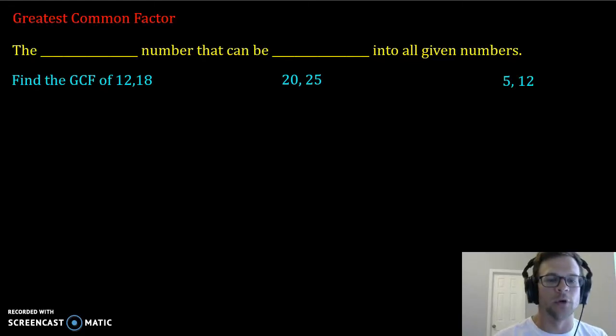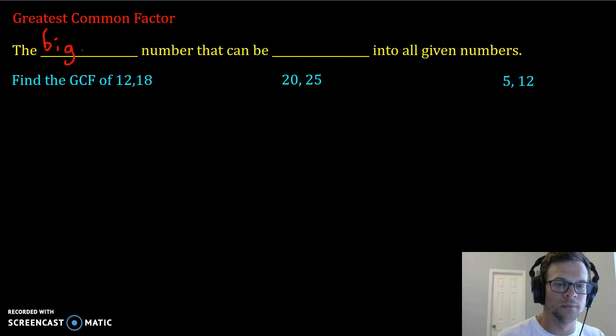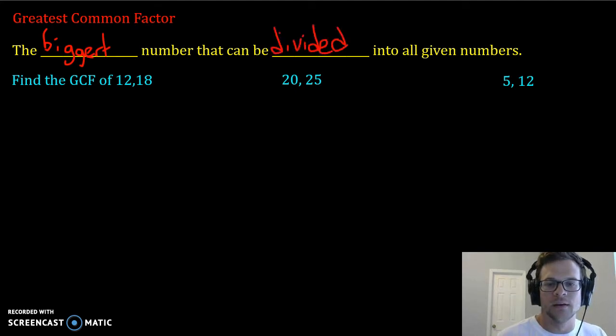All right, in this tutorial, we're going to talk about greatest common factor. And you're going to find the greatest common factor of a pair of numbers or even a list if you need more than two. You're going to find the biggest number. It's another word for greatest, the biggest number that can be divided into all of the given numbers in your list.